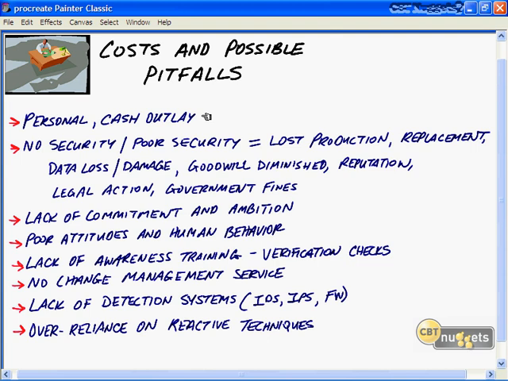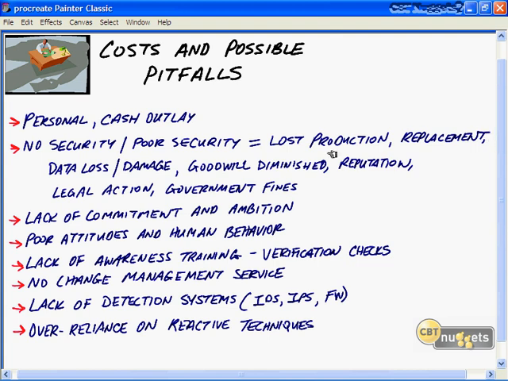You may also have to pay to have a consulting firm come in and do a security penetration test and security analysis before you actually get to the planning phase. Remember, no security or poor security is going to have a cost in itself. A cost in lost production, a cost in having to replace software and data loss or damage.